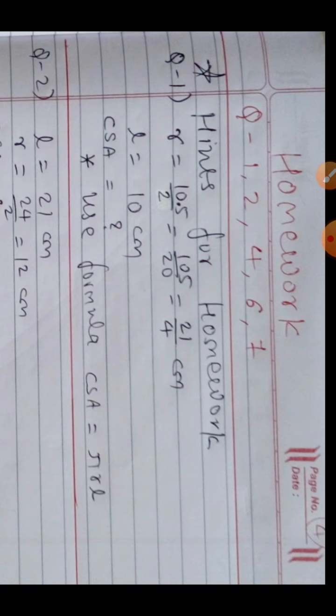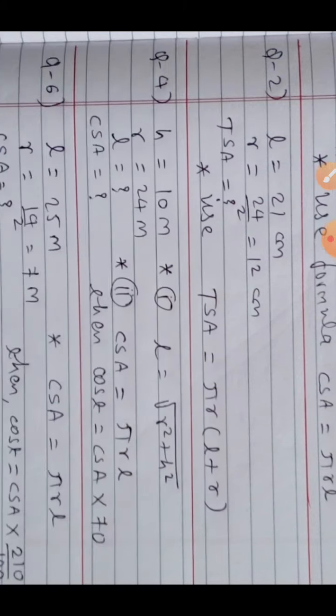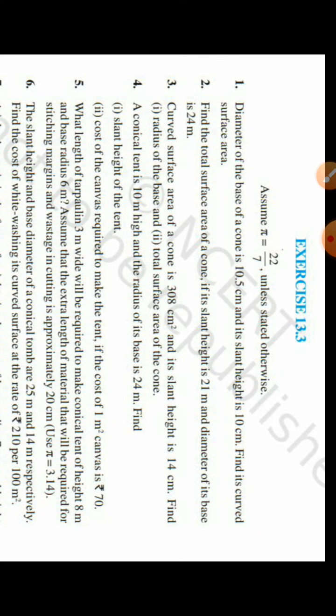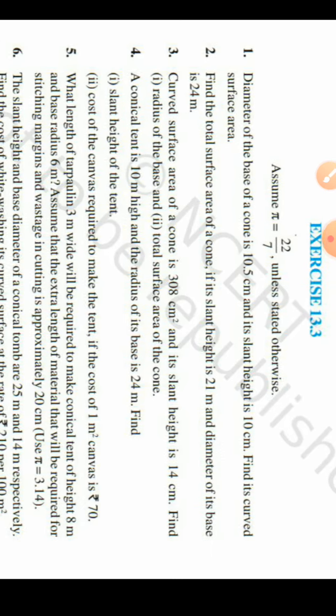This is from exercise 13.3. Actually I have not written that exercise number here, but we are discussing that same exercise. So 1, 2, 4, 6, 7. Now one is very simple. You just read it. In first one, diameter given, slant height given. Both are readily given. Just CSA was asked.